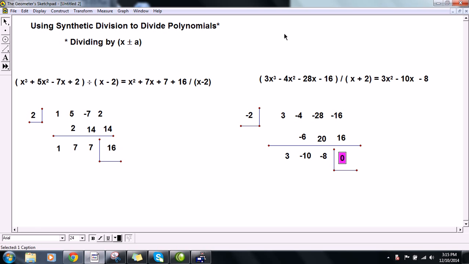x plus 2 goes into this cubic evenly. This is how many times? Whereas this does not divide evenly. I got a remainder of 16 over what I was dividing by. Okay? I'm going to pick up with this tomorrow. I just want to introduce it to you now, and tomorrow we'll do a lot of these problems, get some practice. Have a great night.